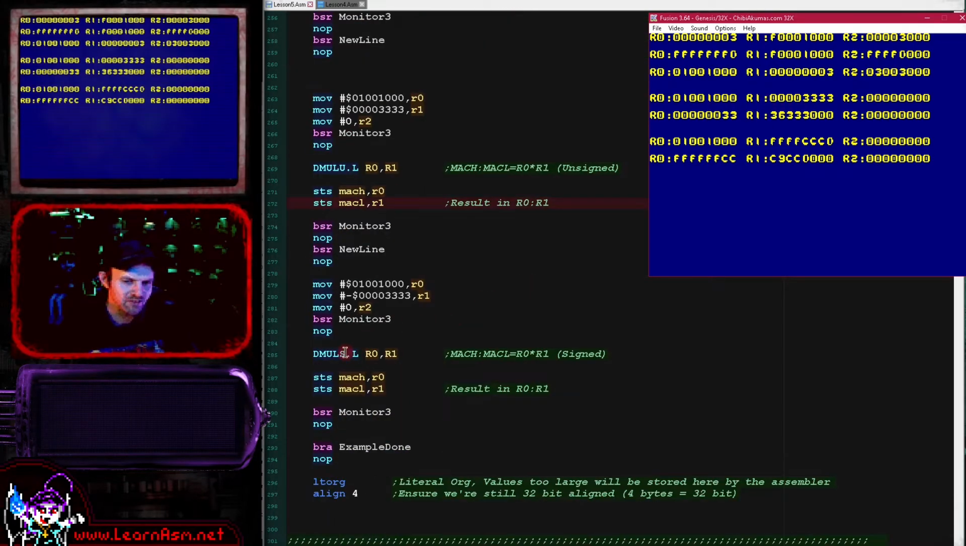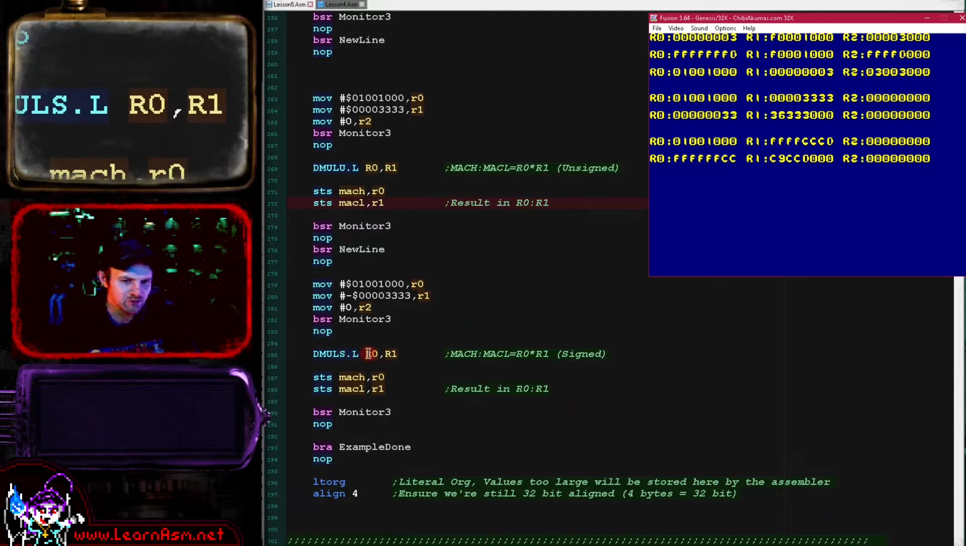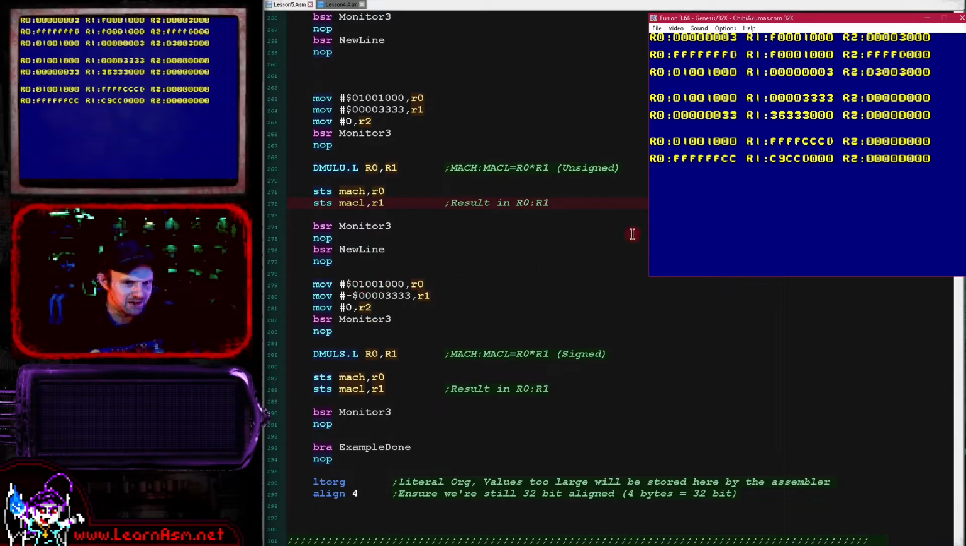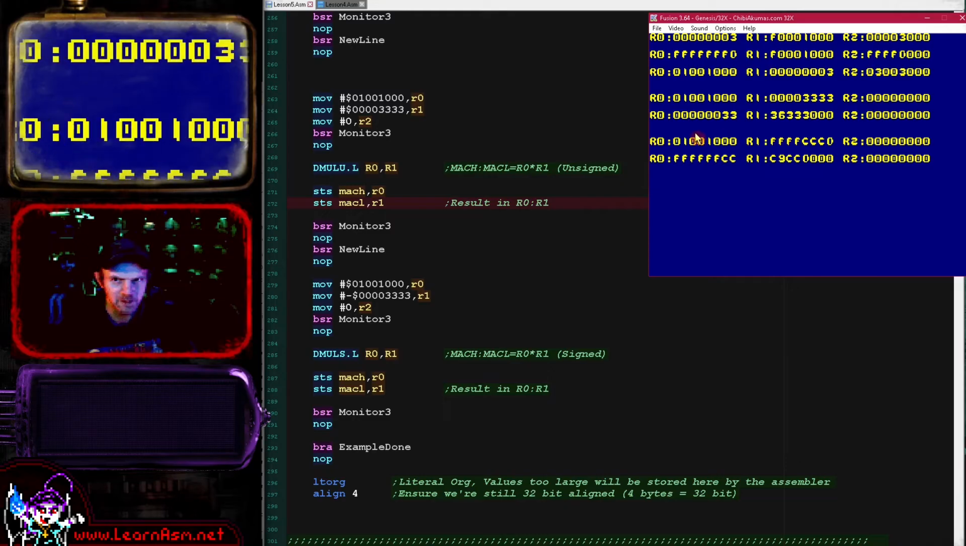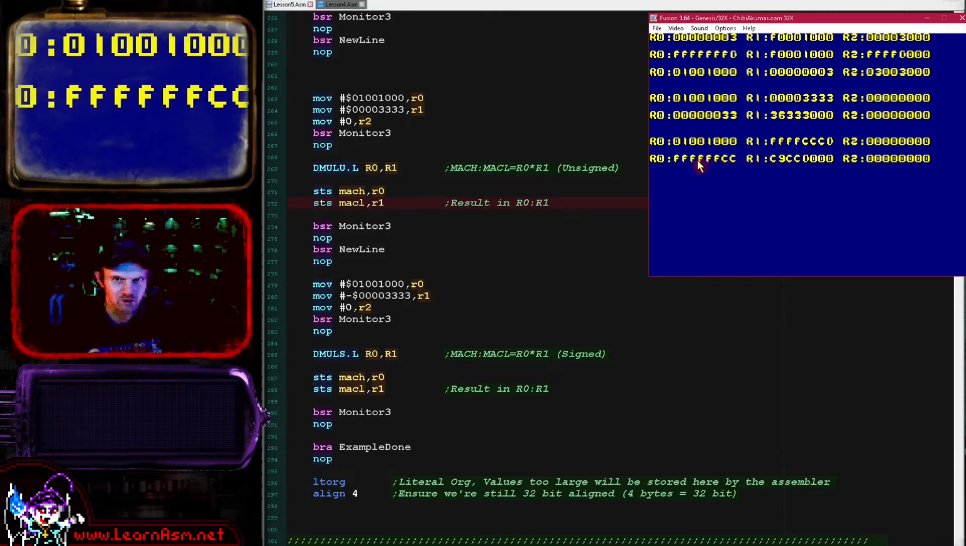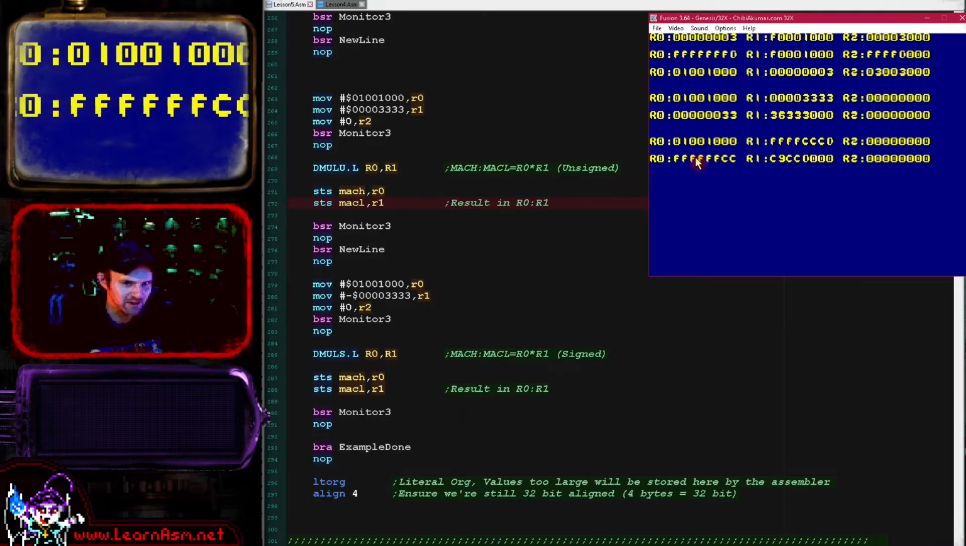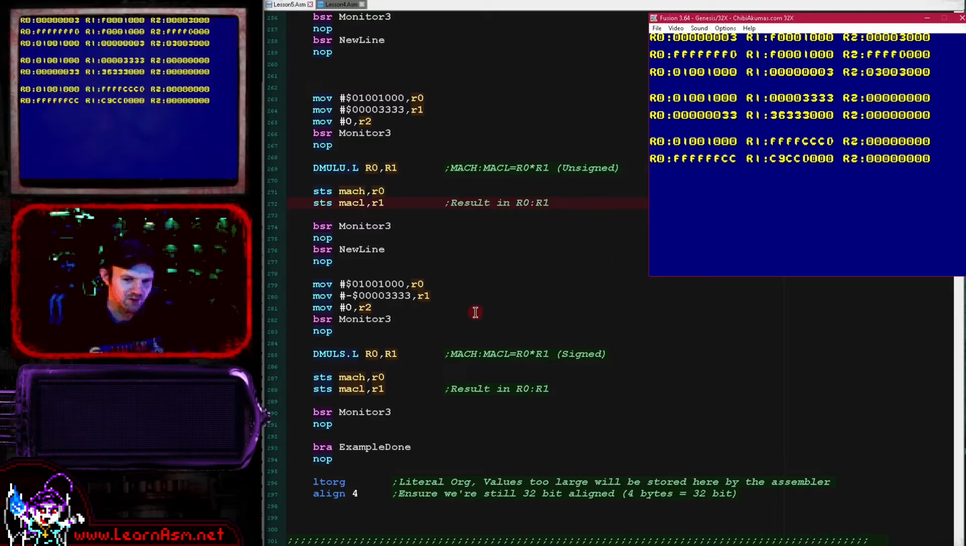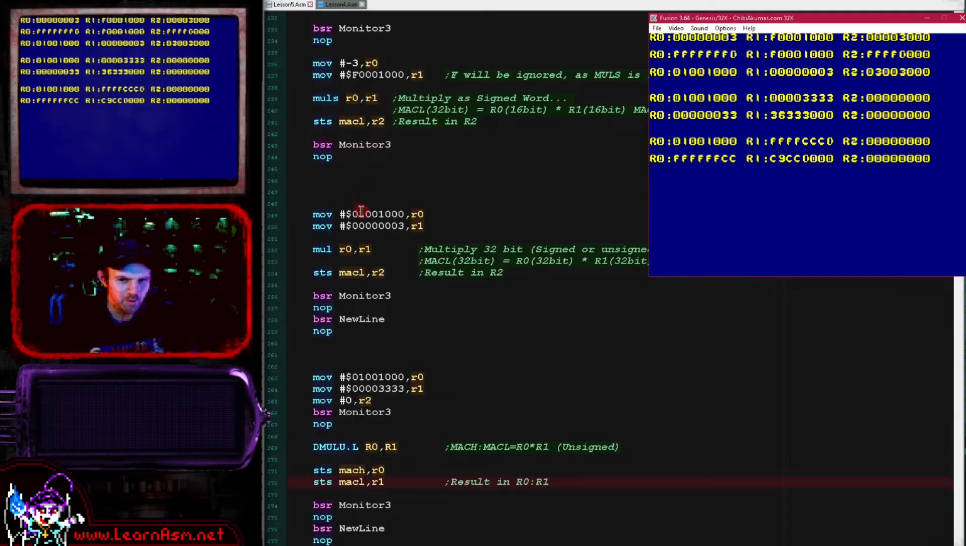Now we can do the same for a signed number. We just use a different command, very straightforward. Here's our signed number, and we are multiplying this negative number by this number here, and you can see that the sign has been passed across into the 64-bit value. The sign has been correctly represented there. So these are 64-bit calculations for 64-bit multiplication.